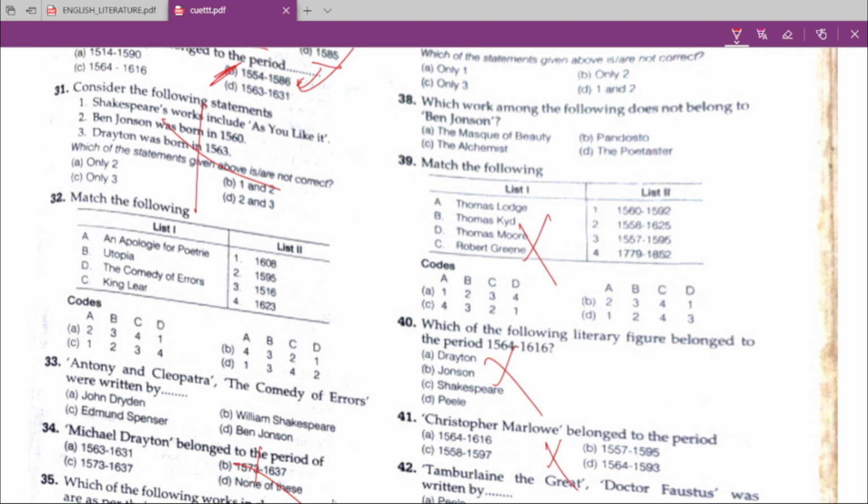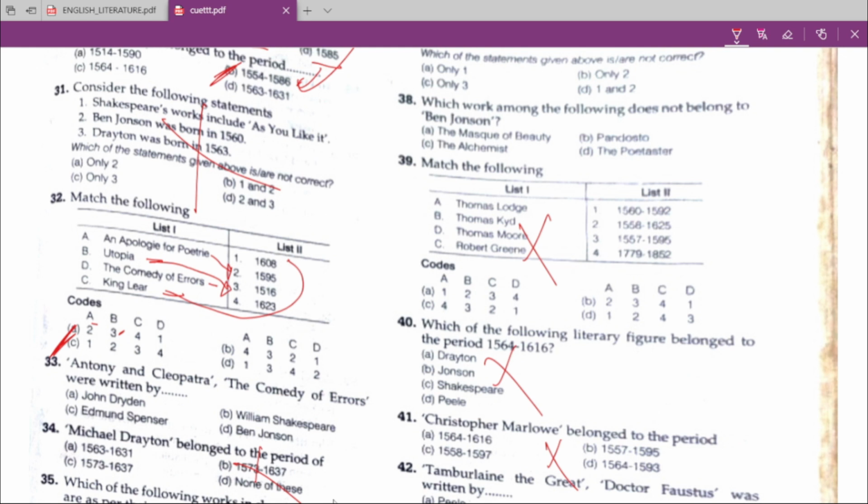An Apology for Poetry, Utopia, The Comedy of Errors, King Lear. So An Apology for Poetry was published in 1595, and Utopia was first published in 1516. So here A equals 2 and B equals 3, the only option. And so C equals 4. King Lear published in 1608.